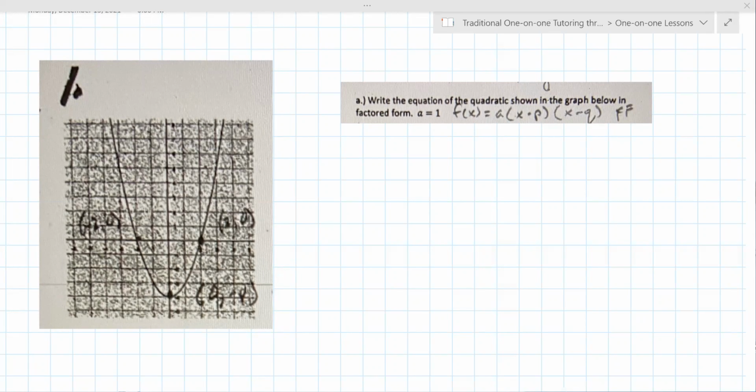To write the quadratic function shown in the graph in factored form, step number one is to determine the x-intercepts. Basically, where it crosses the x-axis. It's really hard to see, but there's one at, I guess, -2 and +2.